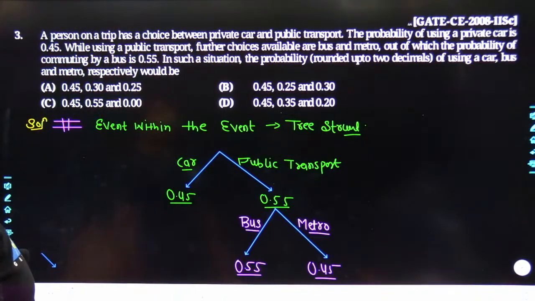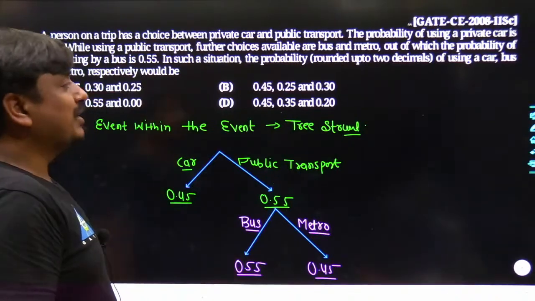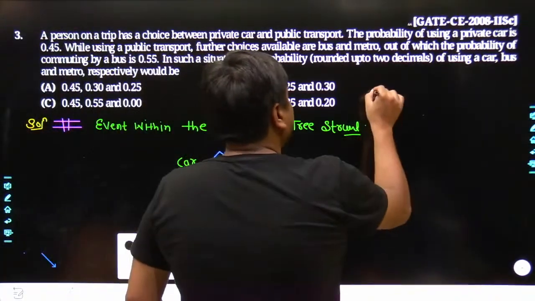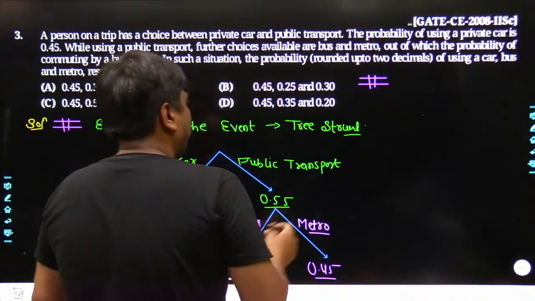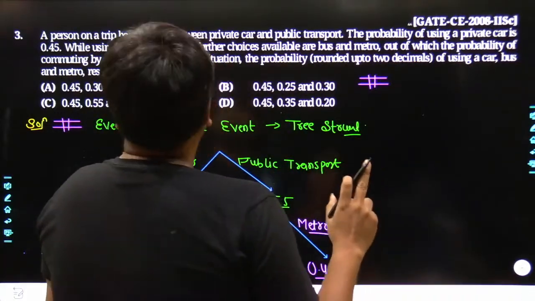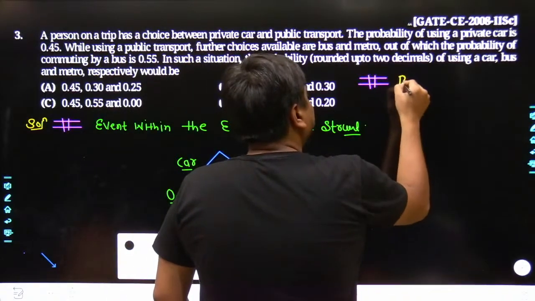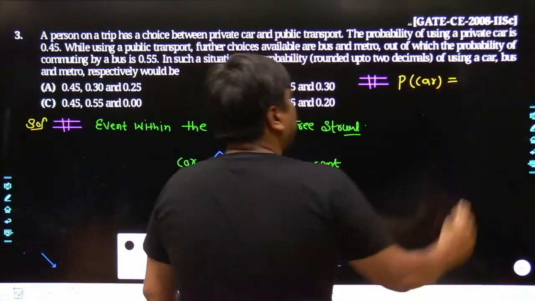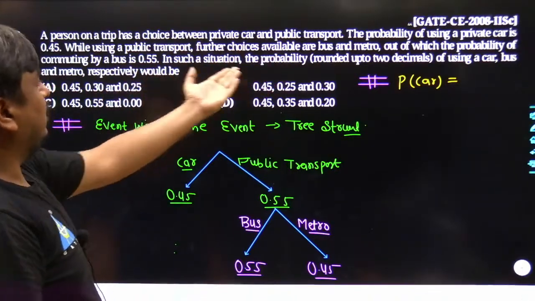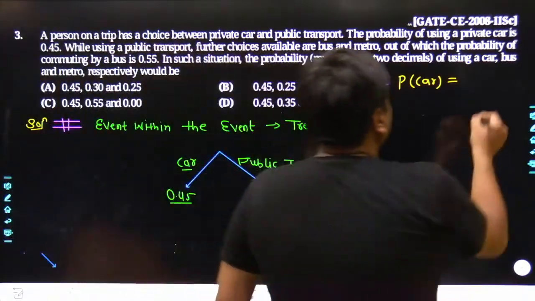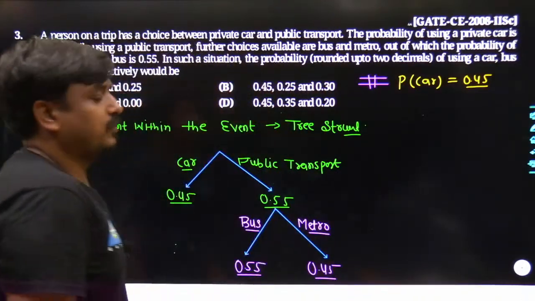Now, once you see this problem, what exactly are they asking for? In this situation, the probability, rounded up to 2 decimals, of using a car. That means the first data which you had to calculate is that the person is moving through the car. So here it is the probability that the person has selected car for the commutation. What would be its worth? It is clearly known, no? The probability that the person would be moving through the car would be 0.45. That data itself has been clearly given along with this problem.